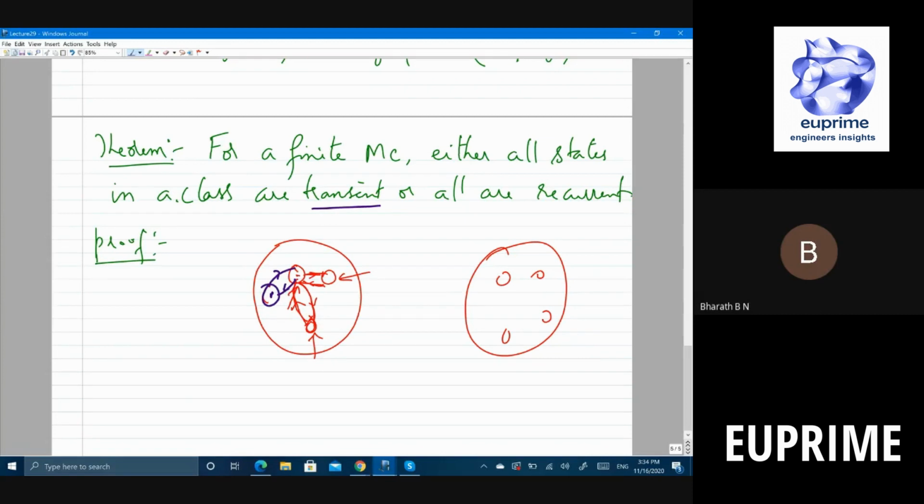So what we have proved is that if a node is recurrent in a communicating class, all the nodes should be recurrent. Similarly, you can prove that if one node is transient, all the nodes should be transient. Recurrent also you can prove similarly. Can you write the formal proof? I want you guys to write the formal proof. It's not difficult, just building upon whatever I explained, by contradiction. Is that fine?